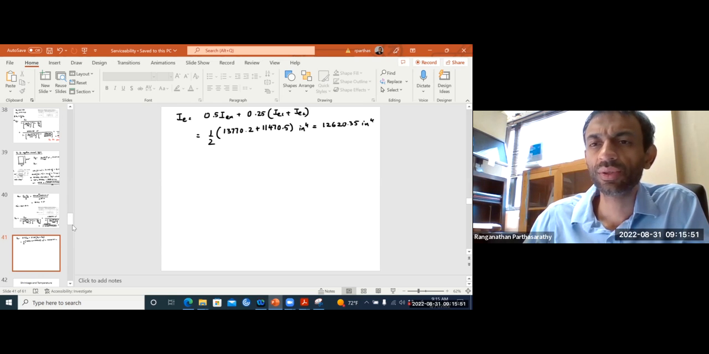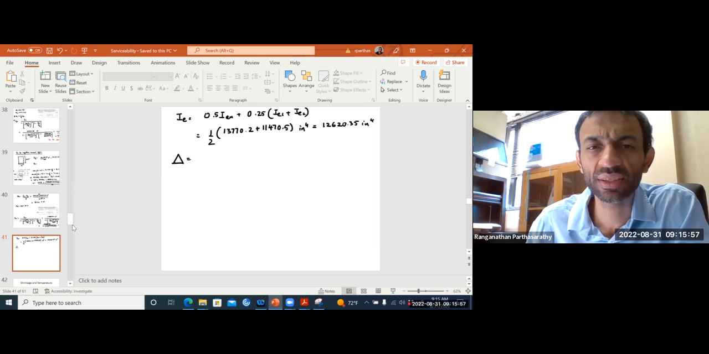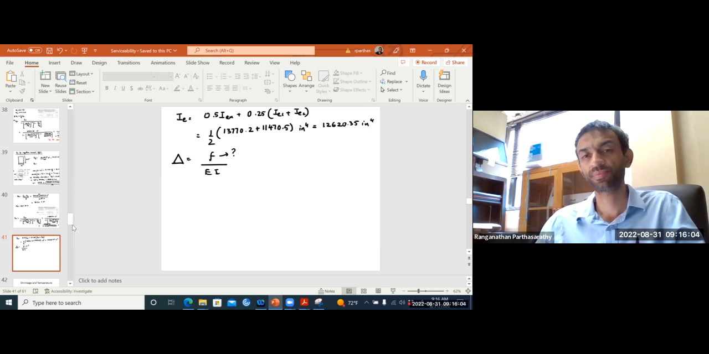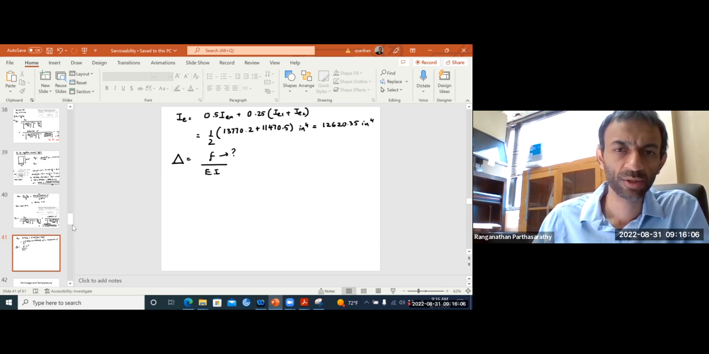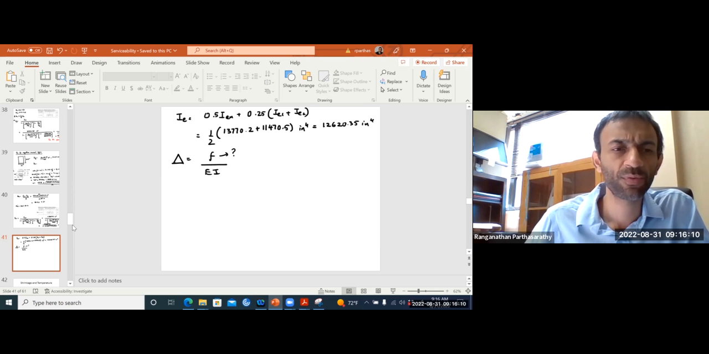Okay. So this is our first step. We have arrived at effective moment of inertia. Remember, what is the deflection? It's F over EI. So now we have to determine what is F. So what's F? Let's look at our moment diagram.